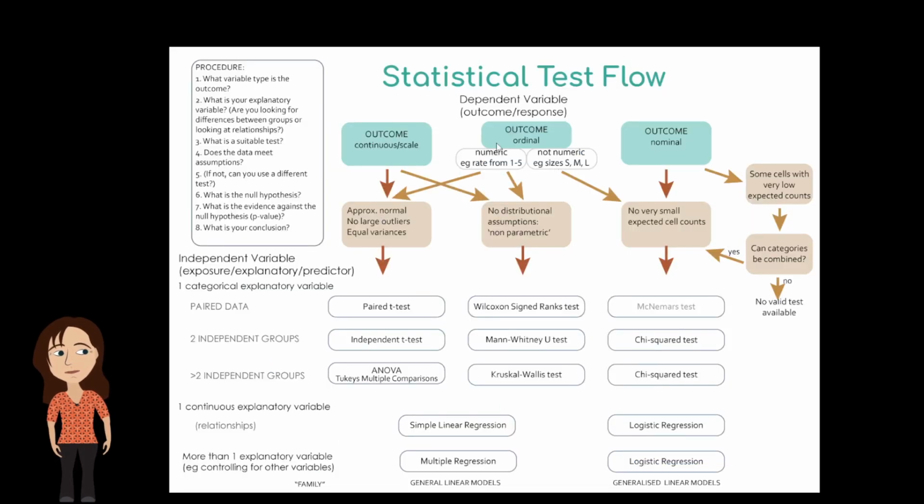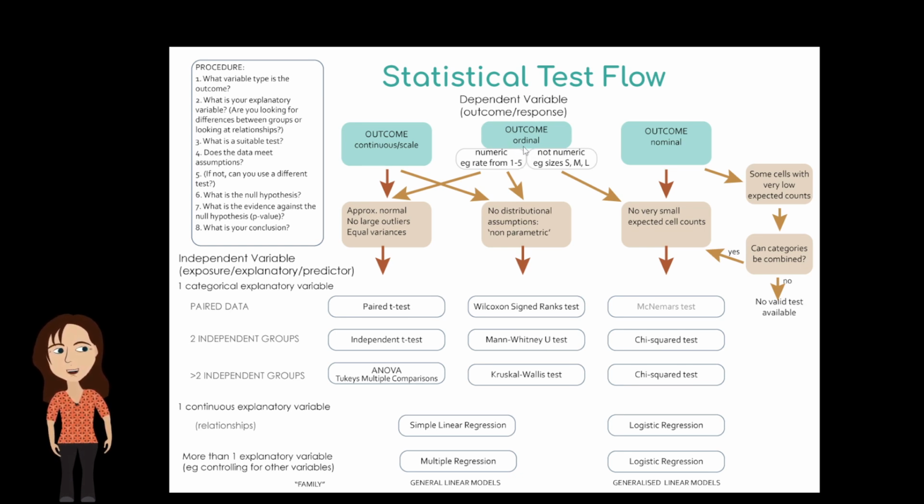So let's have a look at the flowchart. I would start at the top and work out, is your outcome continuous or scale, or is it nominal? Either of those cases, it's usually straightforward. If you have data which is ordinal, this is where it can get a little bit confusing, because there are actually a variety of things that you can do.